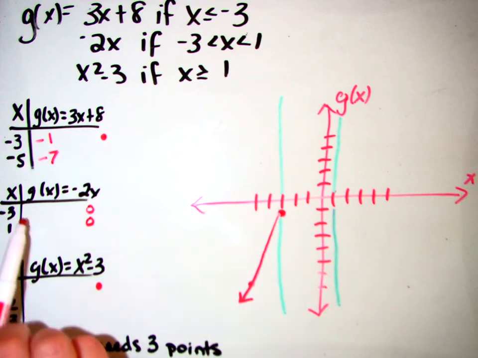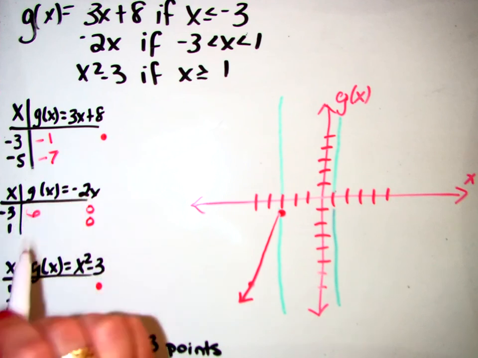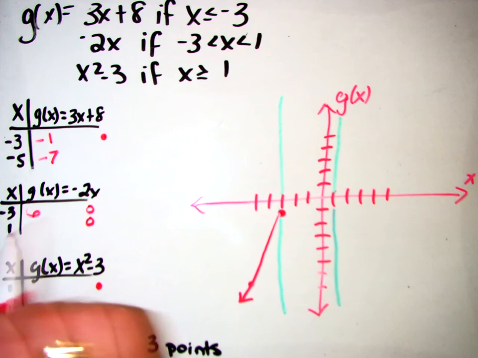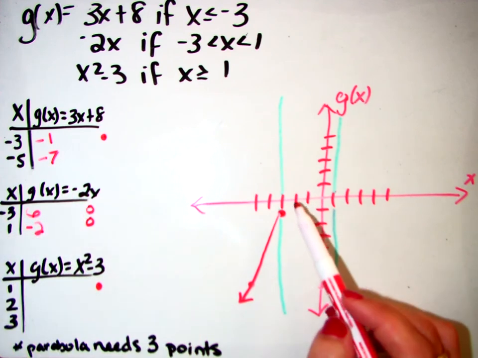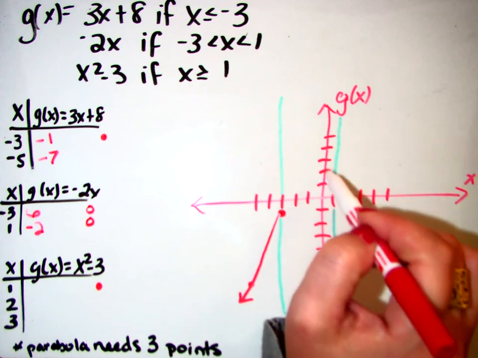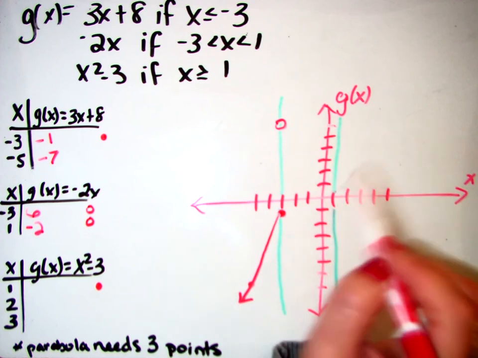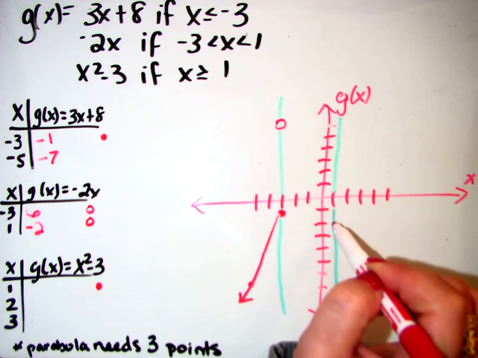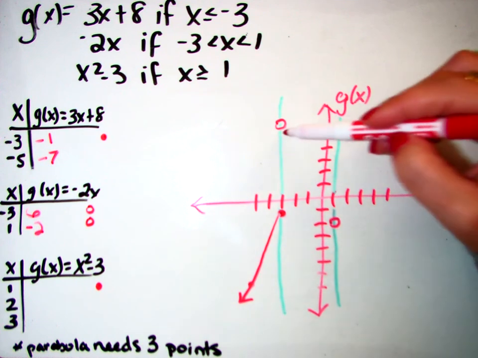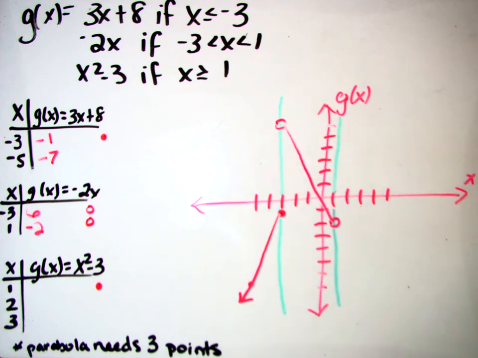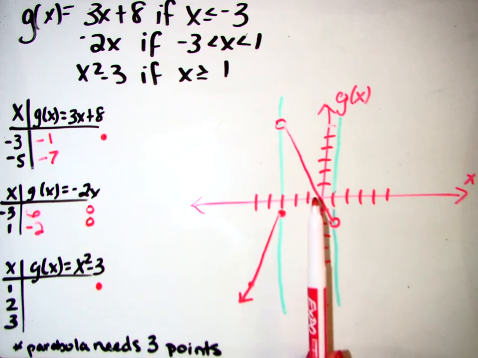Now we're going to go to the second equation. When I plug in a -3, -3 times -2 is +6. 1 times -2 is -2. So at -3, 6, I have an open circle. And at 1, -2, I have an open circle. Now I'm just going to connect those. So that is what -2x looks like only in this section of my graph.